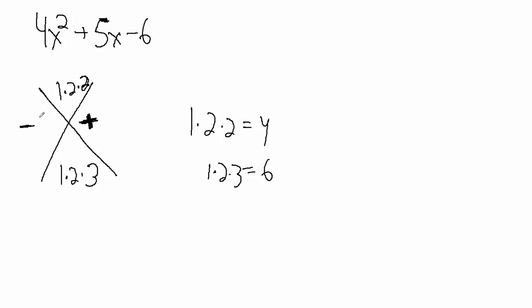Well, what if we did minus 4 and plus 6? Well, minus 4 plus 6 is 2, not 5, so that's not going to work. What if we did minus 6 and plus 4? Well, minus 6 plus 4 is negative 2, so that's also not going to work. So we basically just have to try something completely different. So let's go ahead and do that. We'll try multiplying in a different way.